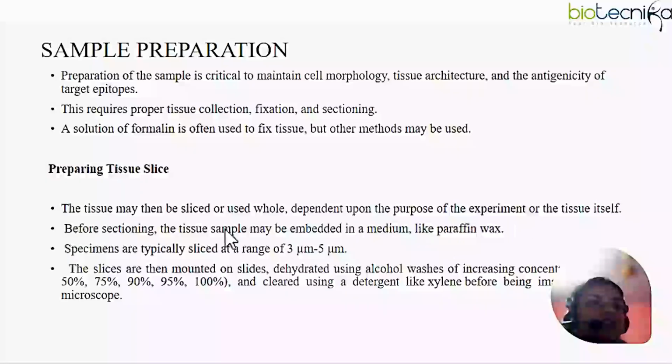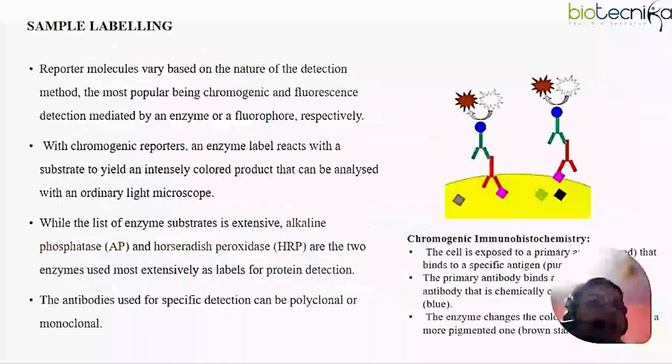So this is the detailed methodology of how we do it. First we prepare the tissue. We first have to fix the tissue. You collect the tissue, you fix it, and you prepare very thin sections of that tissue. Once the tissue gets fixed, you can dip it in different kinds of alcohol washes so that there is less water content that could hamper your experiment. Once your sample is prepared, you go ahead with sample labeling.